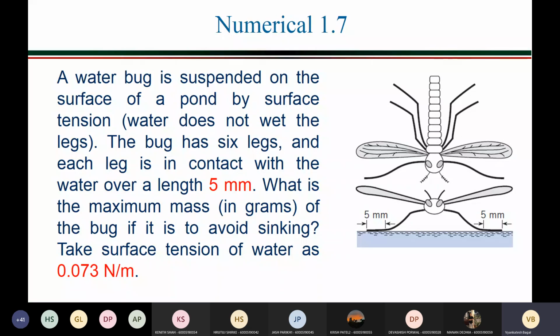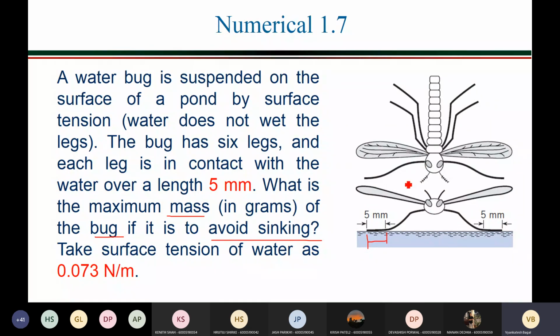A water bug is suspended on the surface of a pond by surface tension. Water does not wet the legs of this bug. The bug has 6 legs and each leg is in contact with the water over a length of 5 mm, which is shown in the diagram. 5 mm length of the leg is in surface contact, okay? Then what is the maximum mass in grams of the bug if it is to avoid sinking? So you have to make sure that this bug will not sink in the water.